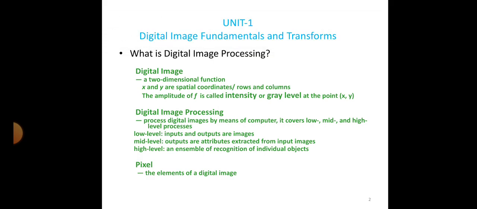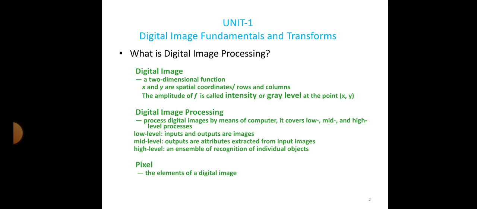So what is the process going on in digital image processing? Here we are processing all types of data. That means we are processing the image, so we get the digital image processing system. It covers low, mid and high level processing. In low level processing, the input and output are images. In mid level, the outputs are attributes extracted from input images. In high level, it is an ensemble of recognition of individual objects.